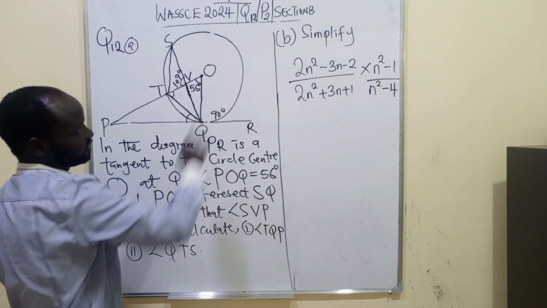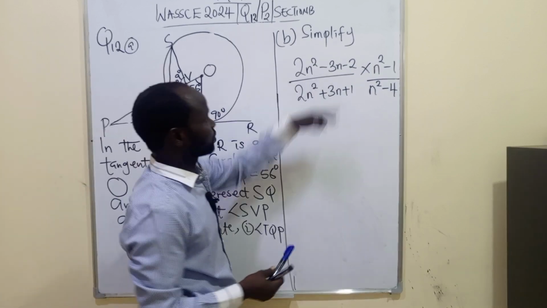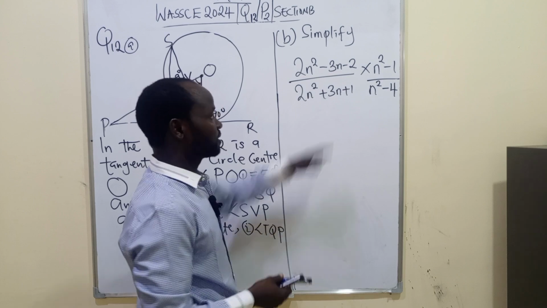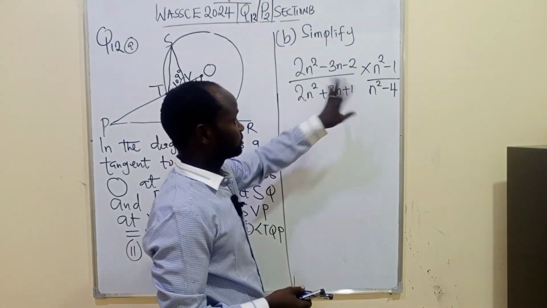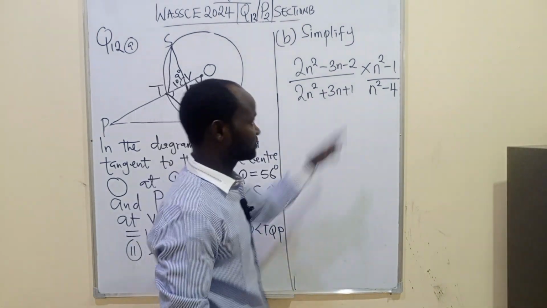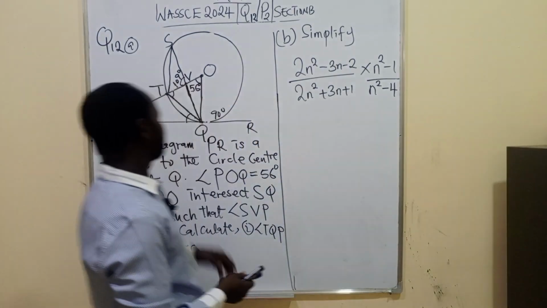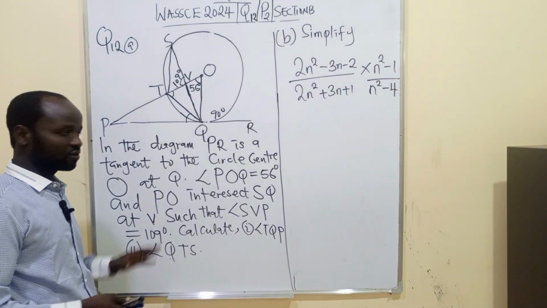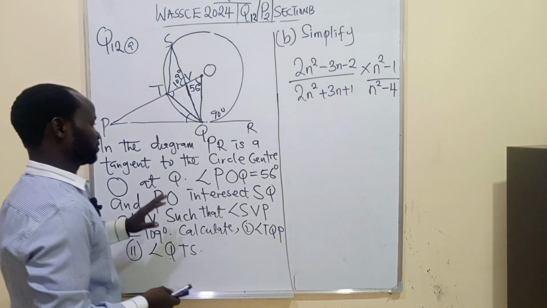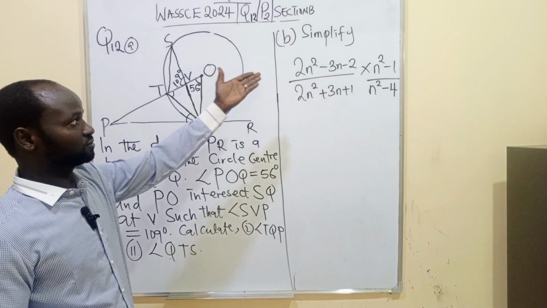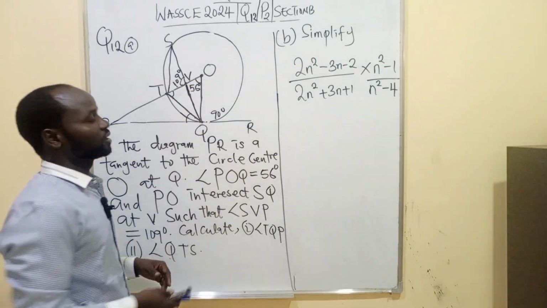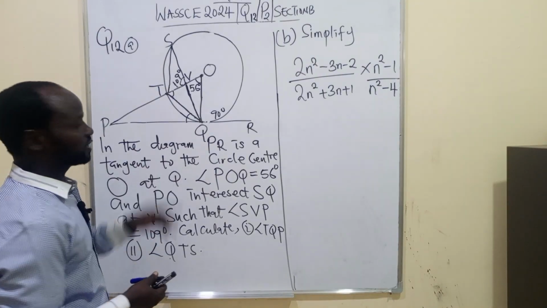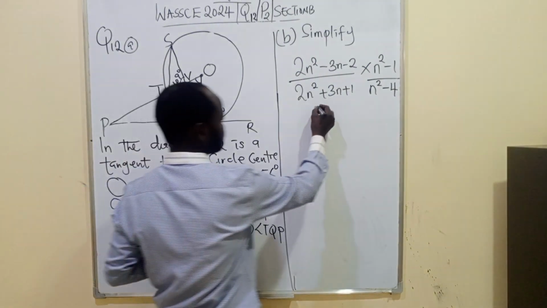Question B, we are asked to simplify (2n squared minus 3n minus 2) divided by (2n squared plus 3n plus 1), times (n squared minus 1) divided by (n squared minus 4). The first thing for us to do is to identify which topic each question is from. Of course, question A is from circle geometry or circle theory, and question B is from algebra. So let's look at how we can solve question A and question B. Let's write down the solution here.